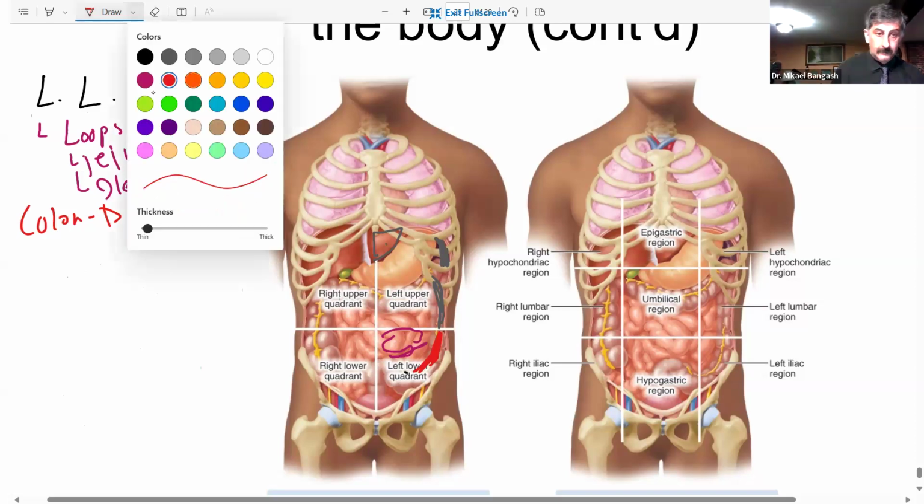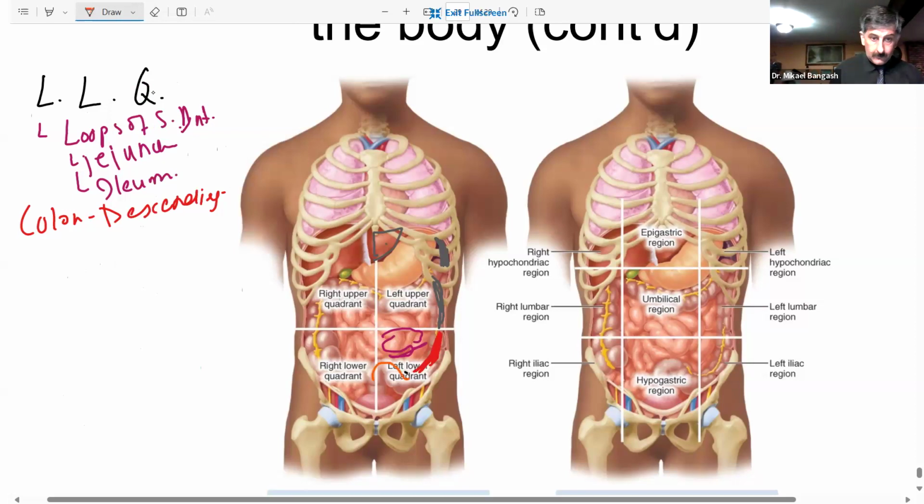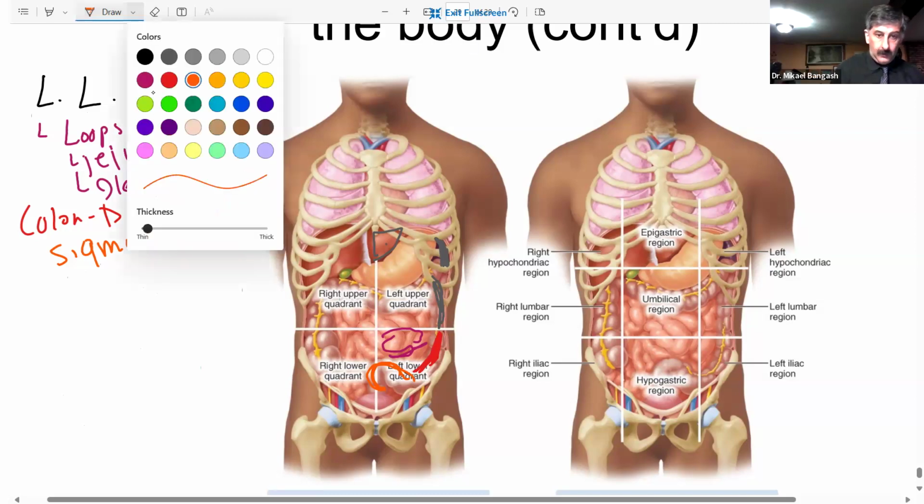After which this part here is going to be the sigmoid. Now some people may simply just call it the sigmoid. Some people may call it the sigmoid colon. Now that's it.